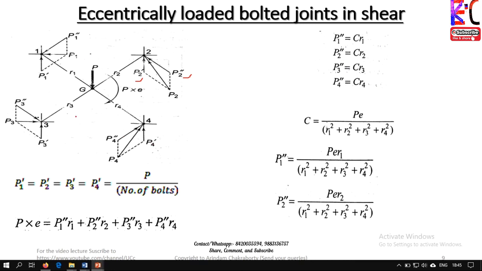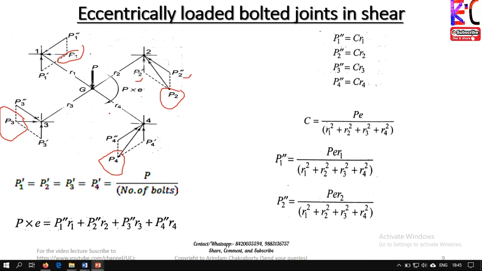So primary force, secondary force, primary force, secondary force. All this gives us a resultant force as P1, P2, P3 and P4, and so on. If the number of bolts is 7, 8, 9, 10, it will go as shown in the figure. But it should be symmetric. If it is unsymmetric, the equations will change.